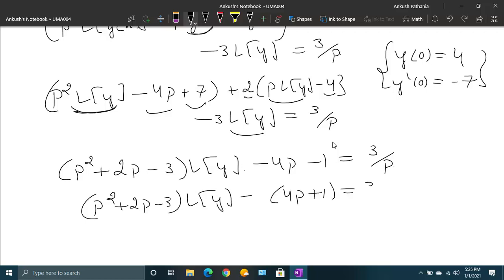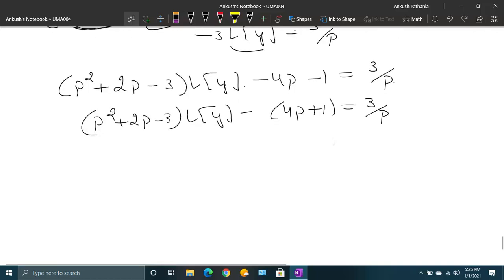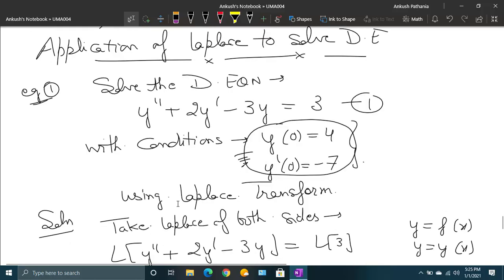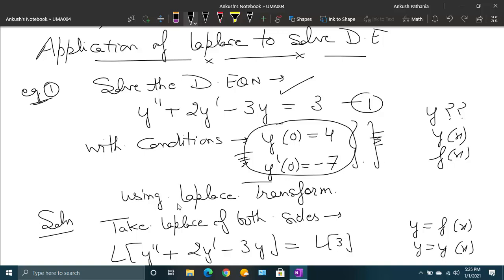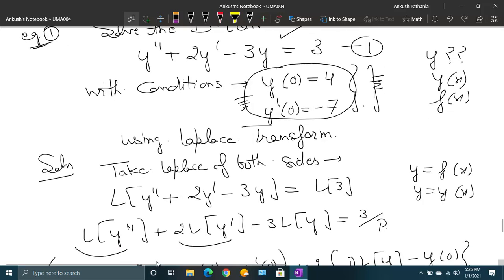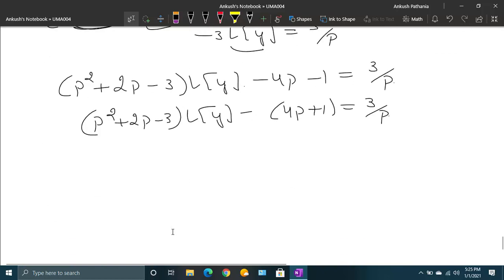So now after segregating the terms of Laplace of y, since in the question we have been asked to find the particular solution of this differential equation, we need to find the value of y, or y(x), or f(x), whatever you want to say, that satisfies this differential equation under these boundary conditions. So we need y, we need f(x), we need y(x).